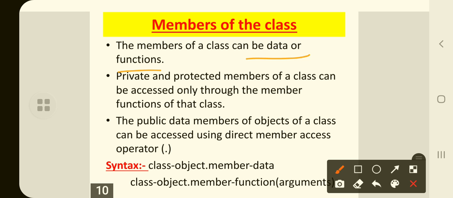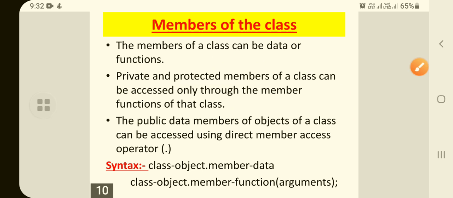Is it right? So private and protected members of the class can be accessed only through the member functions of the class. So private and protected members of the class can be accessed only through the member functions of that class. Okay. Public members can be accessed outside also, but private and protected members should be accessed only by the member functions of the class.